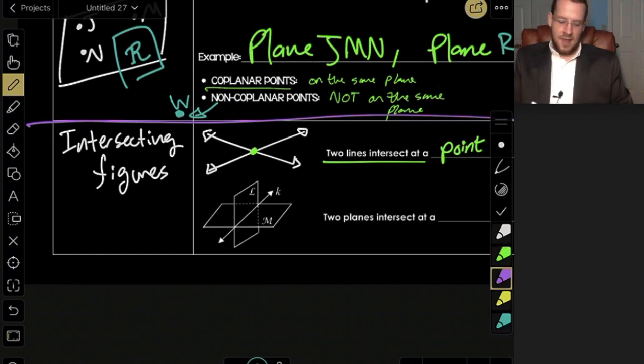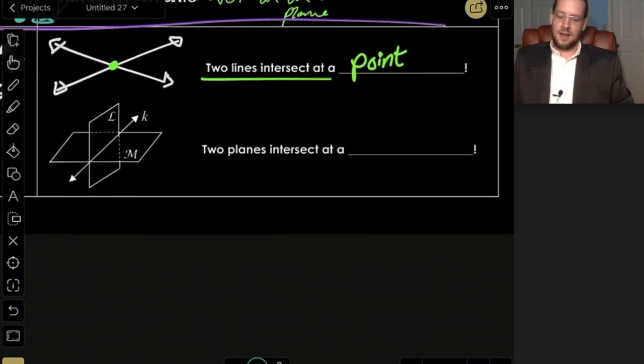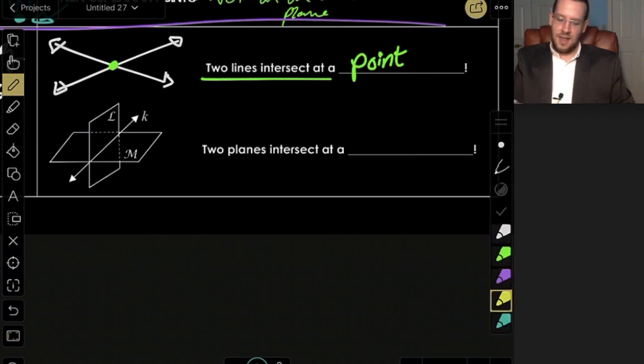And then down here, just because I can't really draw the planes, I kind of have to have them drawn in there. But if you notice, these 2 planes are intersecting and they are creating a line. 2 planes create a line of intersection.